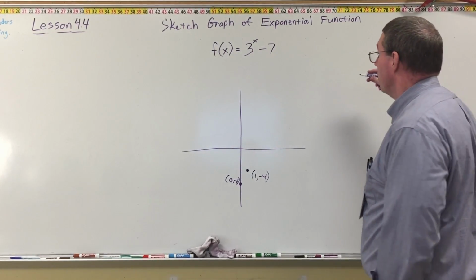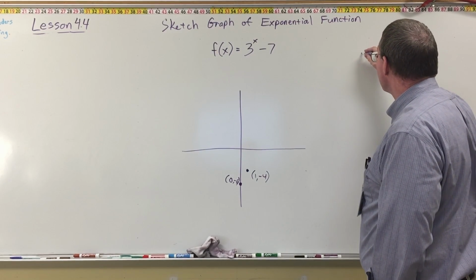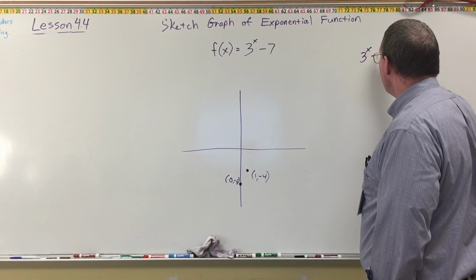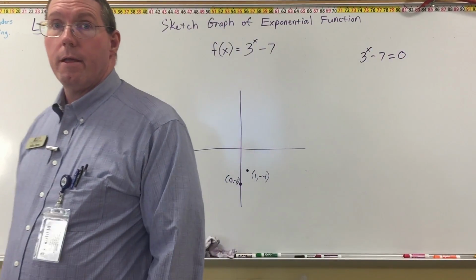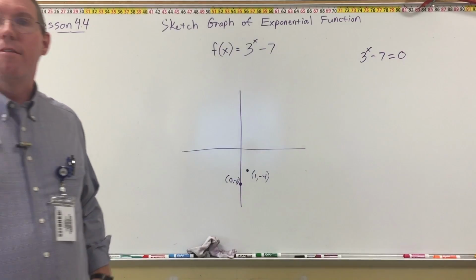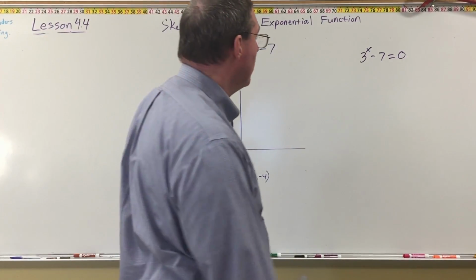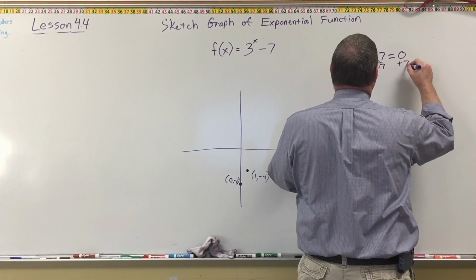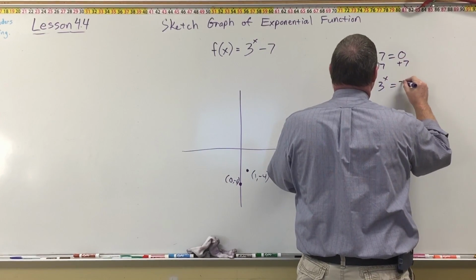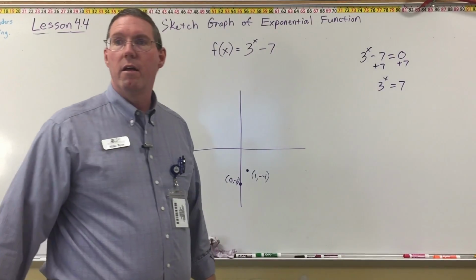So here's what we have to do for step 3. We have to set the function equal to 0 and solve. I know, but it's actually really easy. It's not one of the hard ones. What can I do first? Yeah, I'll add 7 to both sides. So now I have 3 to the x is equal to 7. This is easy to solve.